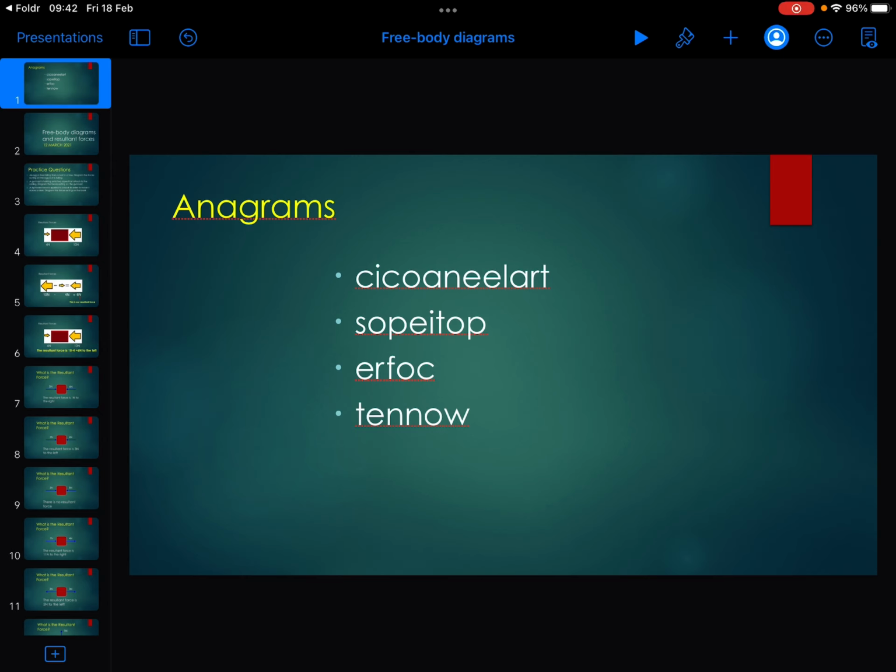Okay, hope you've had a chance to have a look at those. So the top one was acceleration. Number 2 was opposite. That was quite a tricky one. Opposite. Number 3, force. And number 4 was Newton.